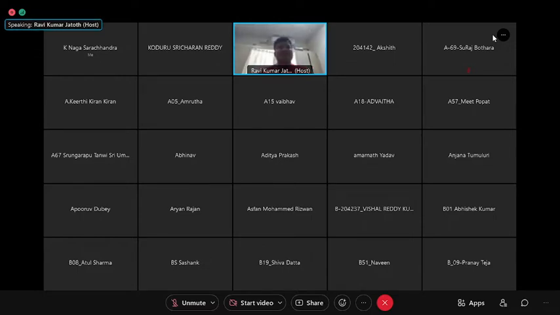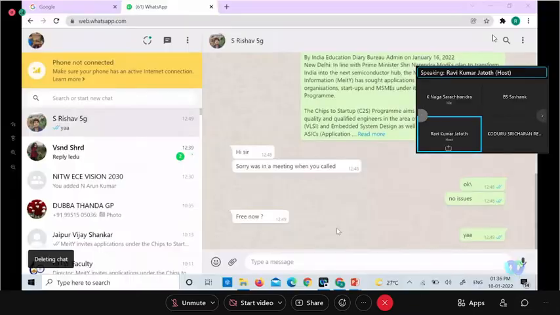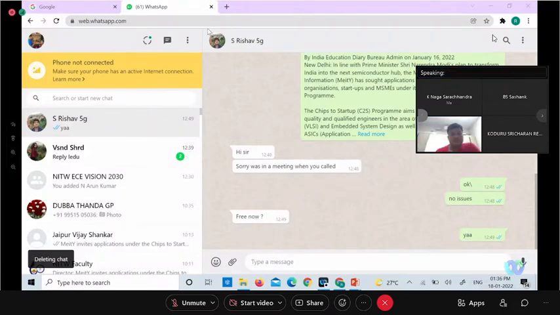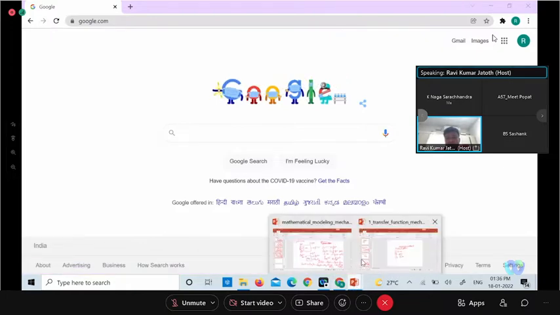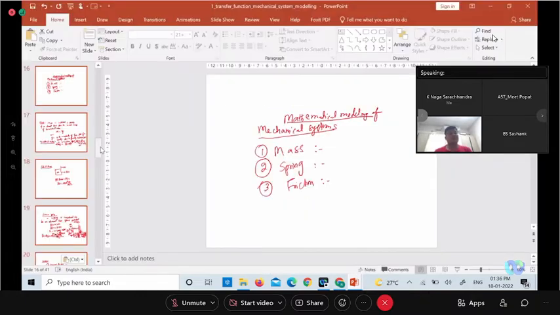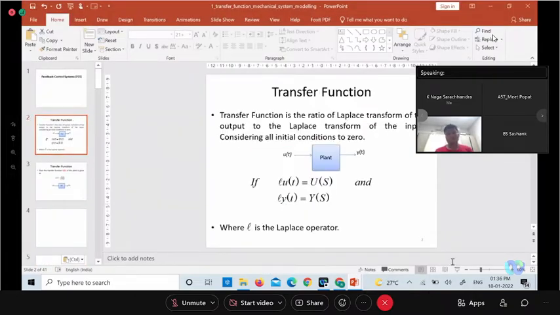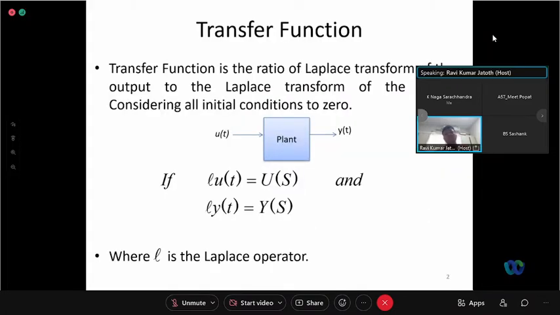Let us start. How many ways can you model physical systems, as we discussed in our last classes? What are the different ways you can model physical systems? Tell me. Coming to the different ways of modeling physical systems. Sir, block diagrams. A block diagram is a pictorial representation of a physical system.